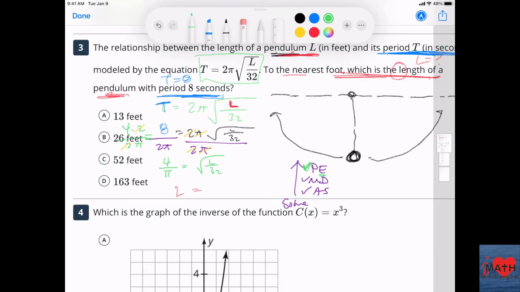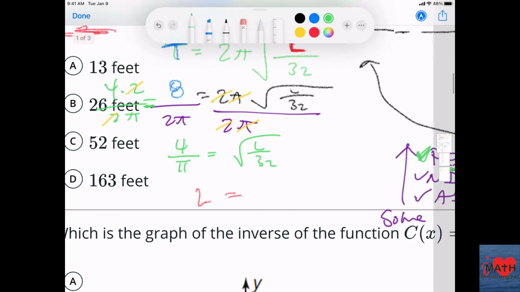Okay, next I need to get rid of that radical sign or exponent. So what we've been learning is that the root in this problem is a 2. If it doesn't have one, you need to put one there. So this 2 and this 2 and the radical sign cancel. But if I square the right side, what I did in black there, I'm going to have to do this on both sides here.